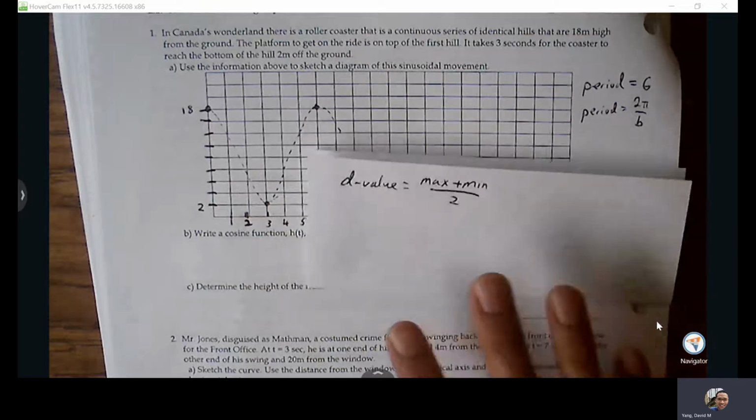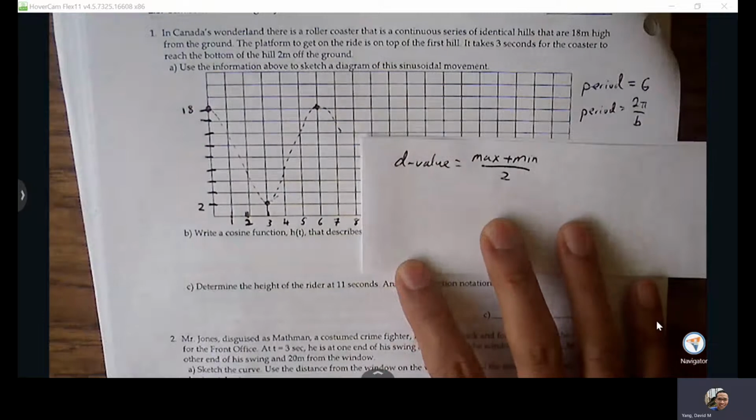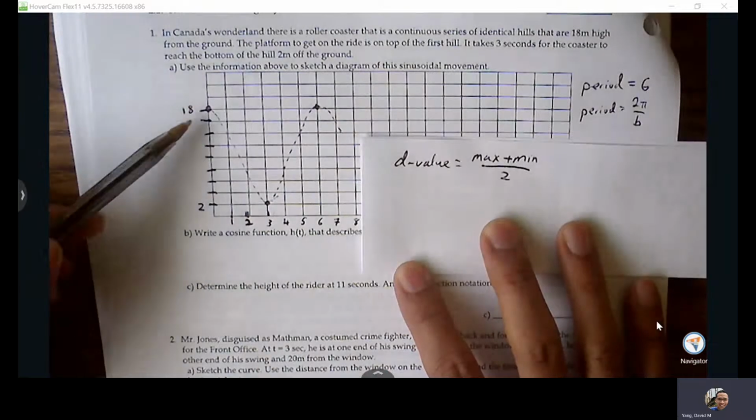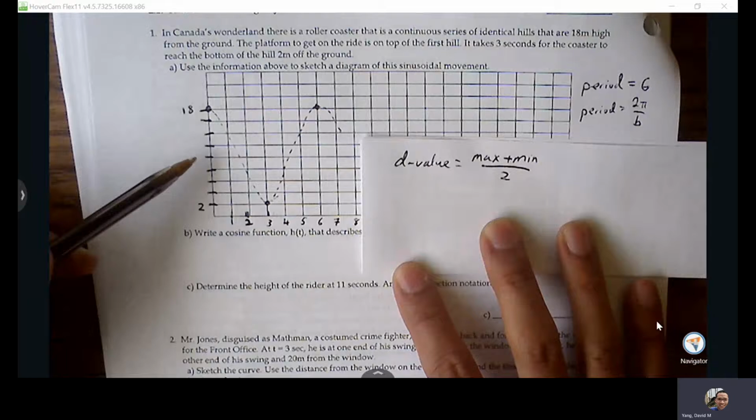You can obviously count to figure out what the d-value is. There's also a formula. You can just find the average of the max and min. That will take you to the d-value as well.